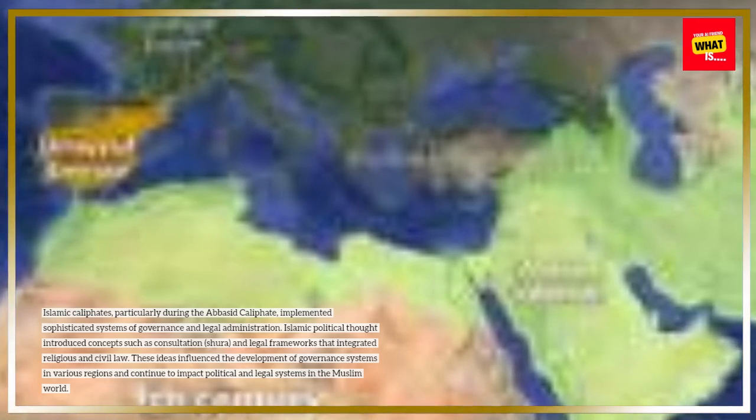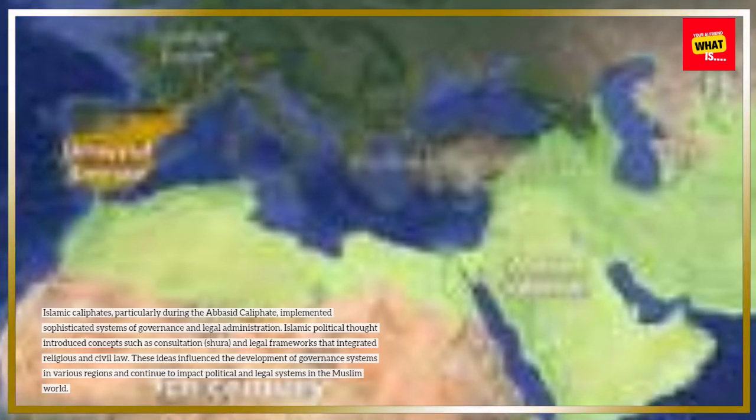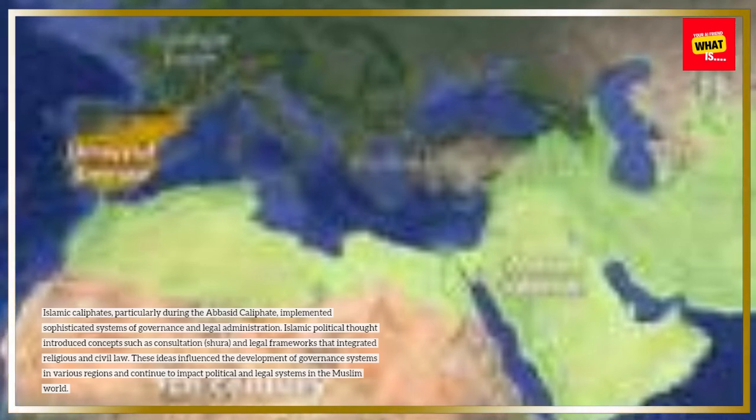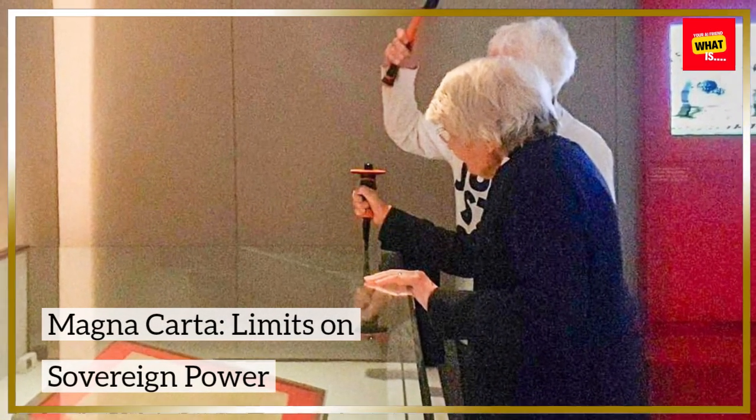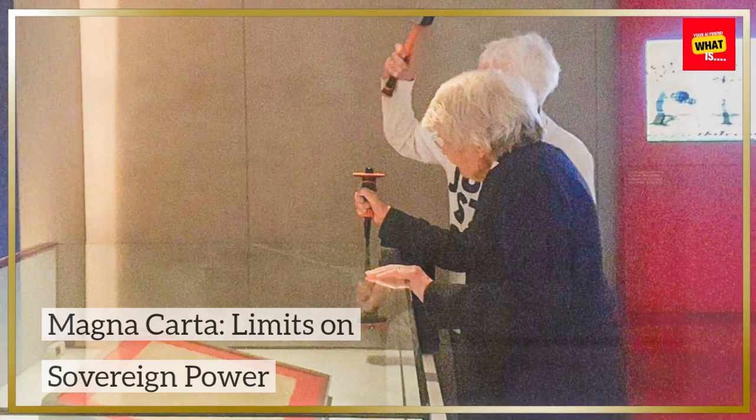Islamic caliphates, governance and legal systems. Islamic caliphates, particularly during the Abbasid Caliphate, implemented sophisticated systems of governance and legal administration. Islamic political thought introduced concepts such as consultation, shura, and legal frameworks that integrated religious and civil law. These ideas influenced the development of governance systems in various regions and continue to impact political and legal systems in the Muslim world.